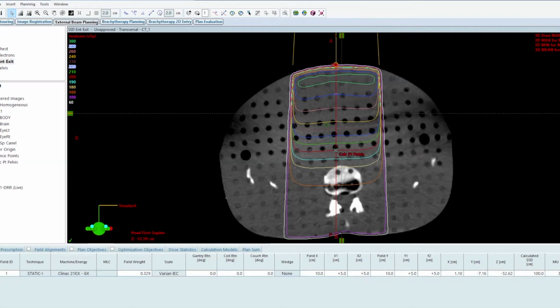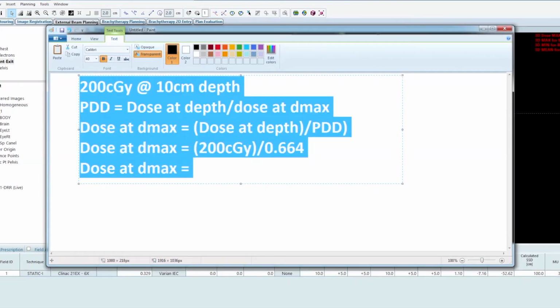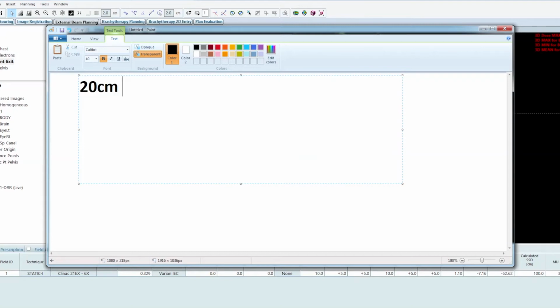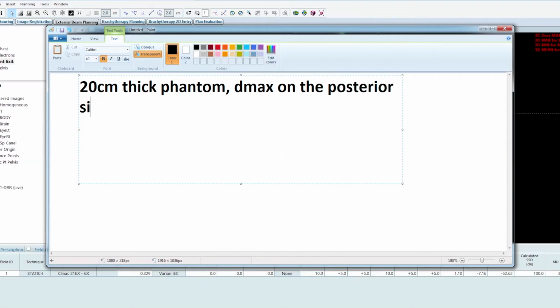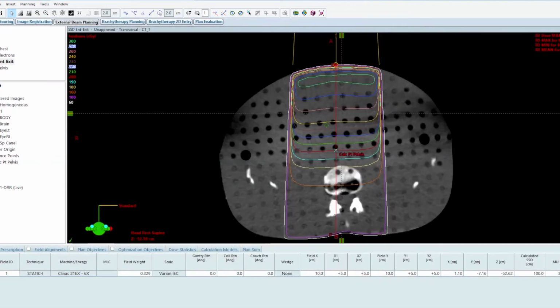Now, exit dose is a little bit more complicated. Well, it can be a little bit more complicated. We can do it two ways. Okay, so I need to know the percent depth dose at that exit point. So if I have a 20 centimeter thick phantom, D max on the posterior side is 1.5 centimeters from the posterior edge of the body. Well, 20 minus 1.5 is 18.5. So I'm interested in the percent depth dose at 18.5 centimeters.